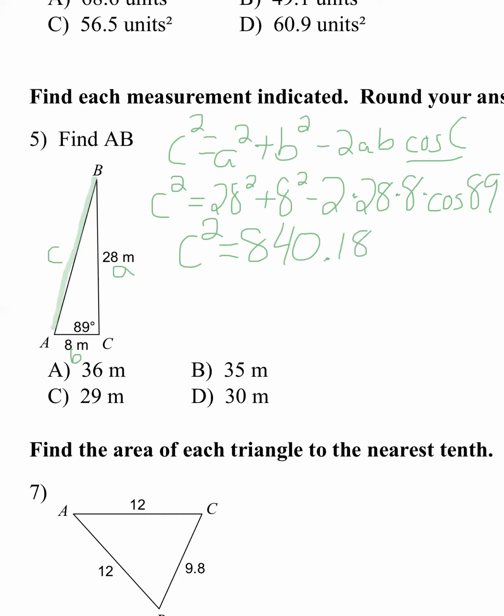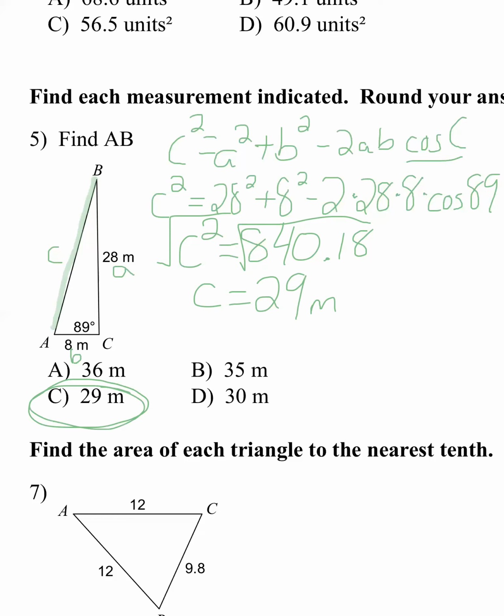So I'm going to need to take the square root of both sides. If you're savvy on your calculator, you could have done both of these in the same step. That's fine, it's totally up to you. I went step by step just so you could see it. And we've got 28.98, so that is going to round up to 29. And we're in meters. So choice C.